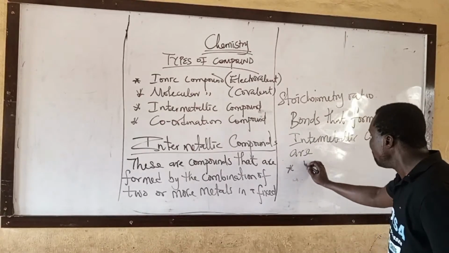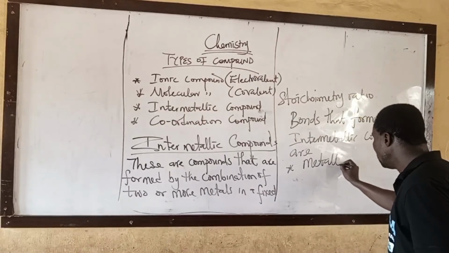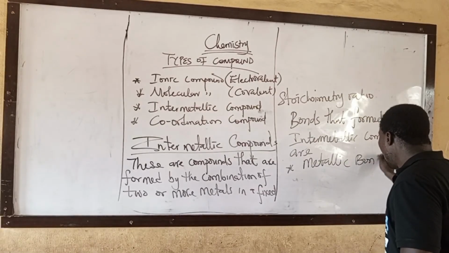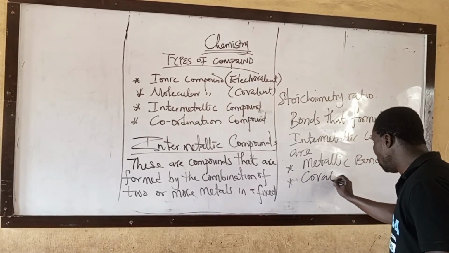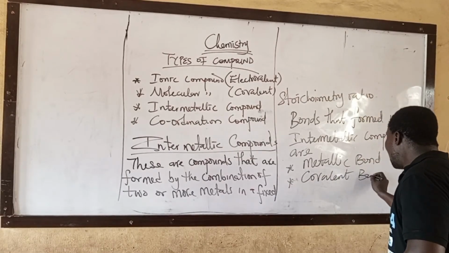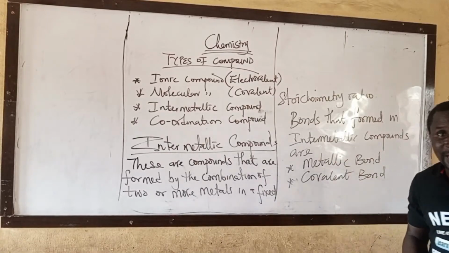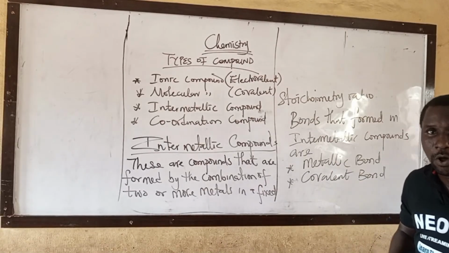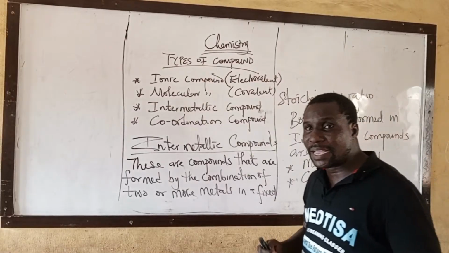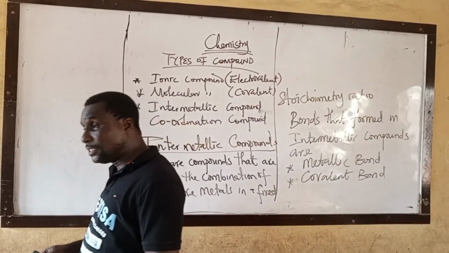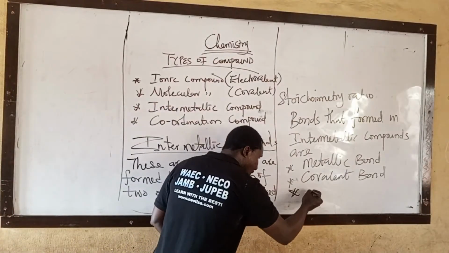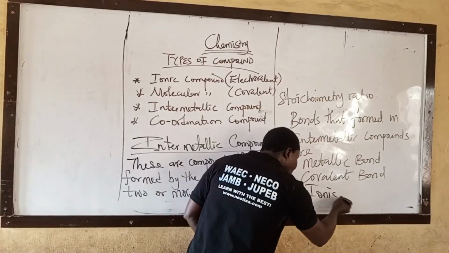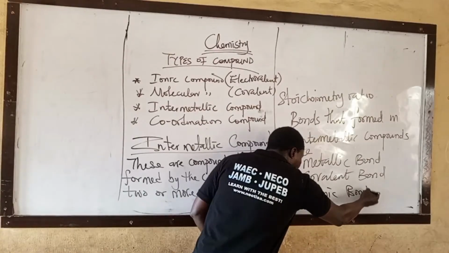you can have metallic bond in it, which is the common one. Then they can exhibit what? Covalent bond also. Intermetallic compound can exhibit metallic bond and covalent bond, and also ionic bond. Ionic what? Bond. Take note.